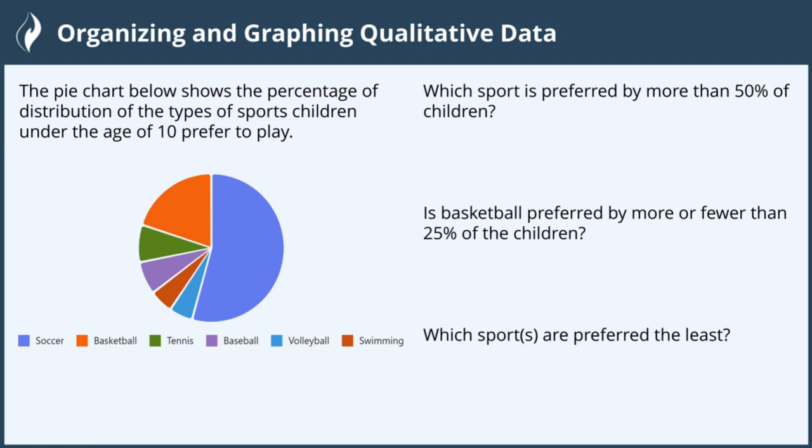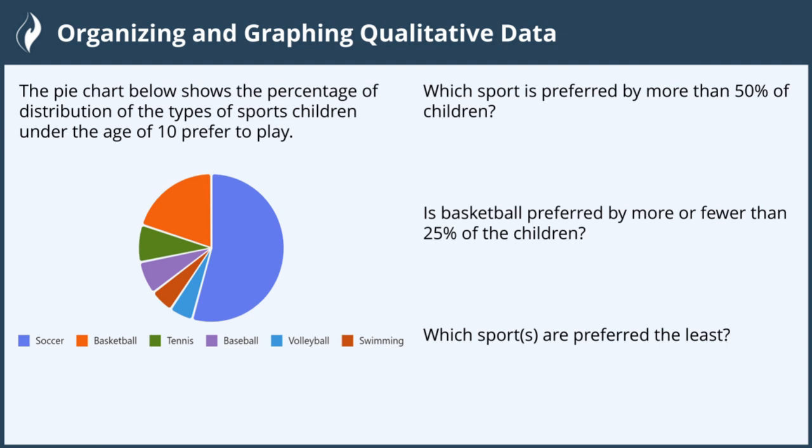So a pie chart is a visual representation of counts or frequencies for the number of children in this case who prefer to play sports. We can't tell the number of children that are represented in each wedge. We're only given a visual idea of what the percentage could be because the percentages are not labeled. So let's take a look at the questions that are given for this particular pie chart.